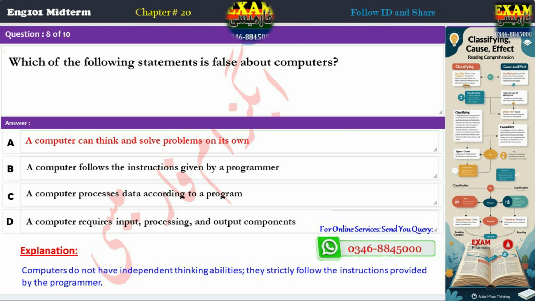Correct answer. A. A computer can think and solve problems on its own. Explanation. Computers do not have independent thinking abilities. They strictly follow the instructions provided by the programmer.